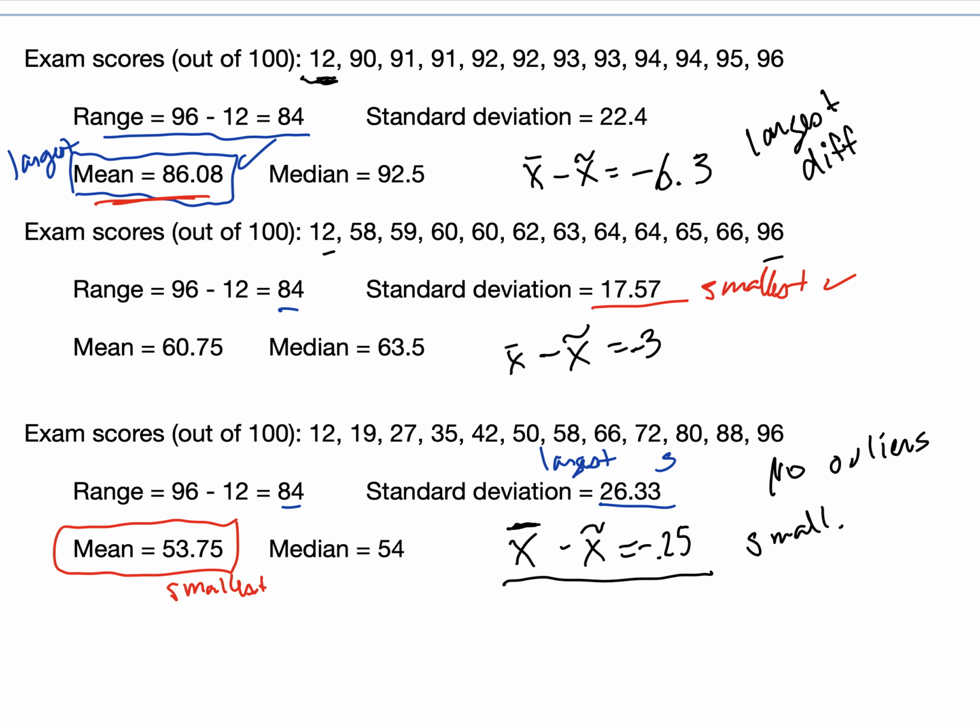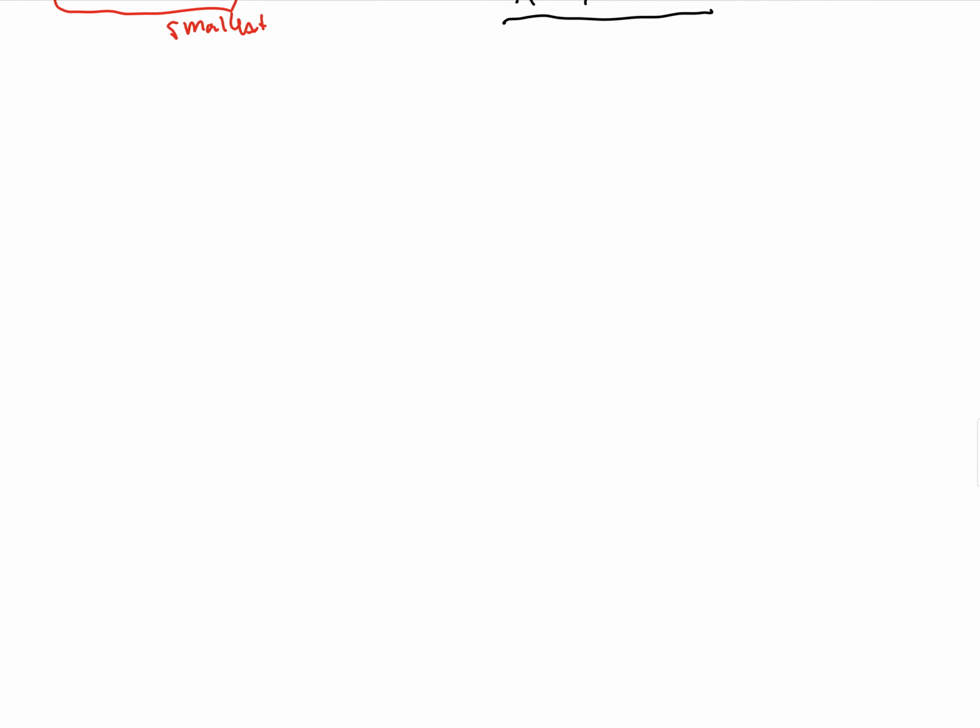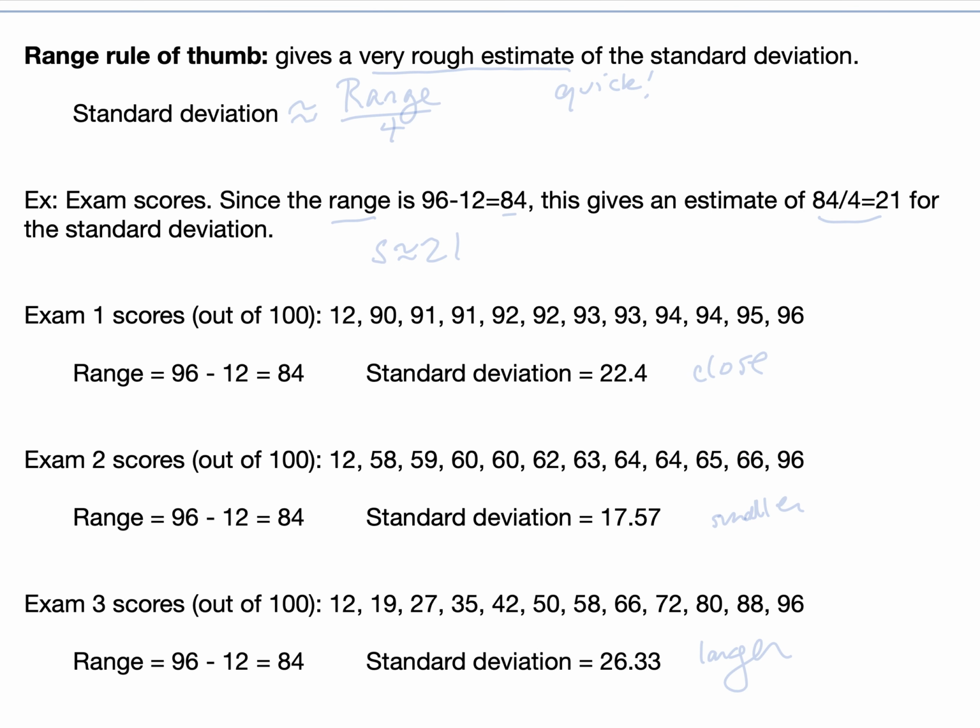The last topic I want to describe in this video is the range rule of thumb. So the range rule of thumb gives a very rough estimate of the standard deviation. We saw that the standard deviation is a little tricky to calculate, whereas the range is very easy to calculate. It's just the maximum data value minus the minimum data value. So this is nice, it gives you a quick estimate of the standard deviation, and that is that the standard deviation is close to the range divided by 4. So this is a very rough estimate. It is not necessarily a great estimate, but it's quick.